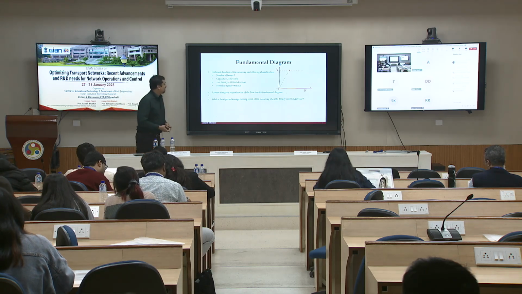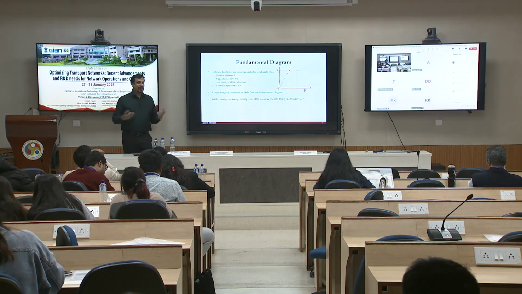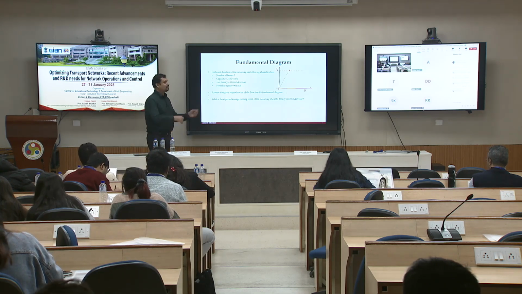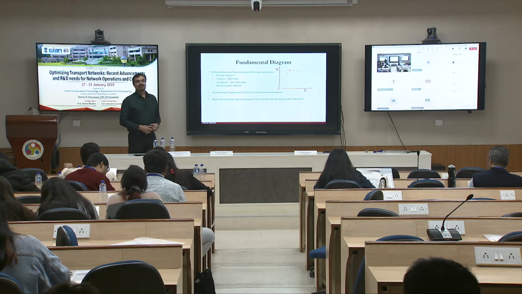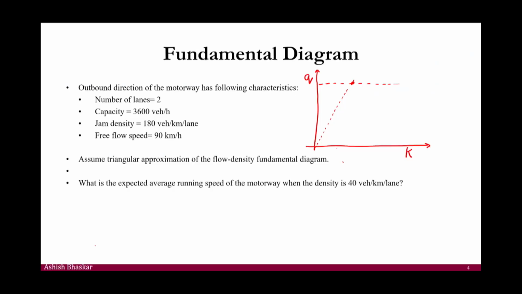Then jam density is given to you. So there should be some other point in your diagram, and then you try to join the dots. Assume there is no capacity drop because I'm talking about a triangular shape. There is no capacity drop in this case. If I had set a capacity drop, the shape would change. Then it's a discontinuous fundamental diagram.